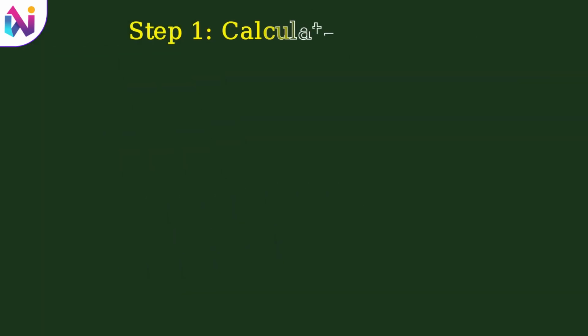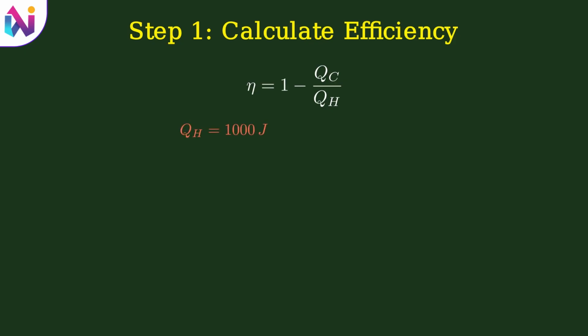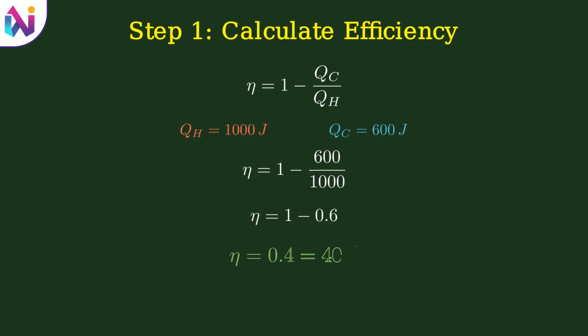Step 1, let's calculate the efficiency of the engine. We'll use the formula efficiency equals 1 minus QC upon QH. We know that QH equals 1000 joules and QC equals 600 joules. Substituting these values into our formula, 600 divided by 1000 equals 0.6, therefore, the efficiency equals 0.4 or 40%. Excellent! The efficiency is 40%.